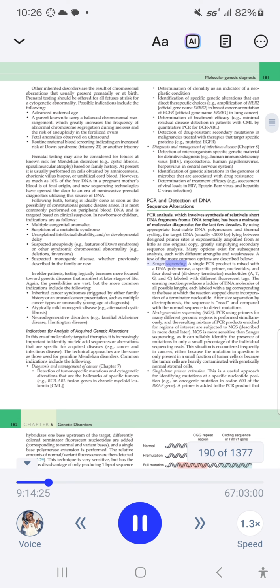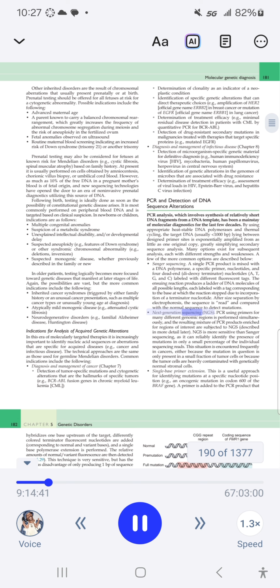Sanger sequencing. A single PCR product is mixed with a DNA polymerase, a specific primer, nucleotides, and 4 dead-end dideoxy terminator nucleotides, A, T, G, and C, labeled with different fluorescent tags. The ensuing reaction produces a ladder of DNA molecules of all possible lengths, each labeled with a tag corresponding to the base at which the reaction stopped due to incorporation of a terminator nucleotide. After size separation by electrophoresis, the sequence is read and compared with the normal sequence to detect mutations.